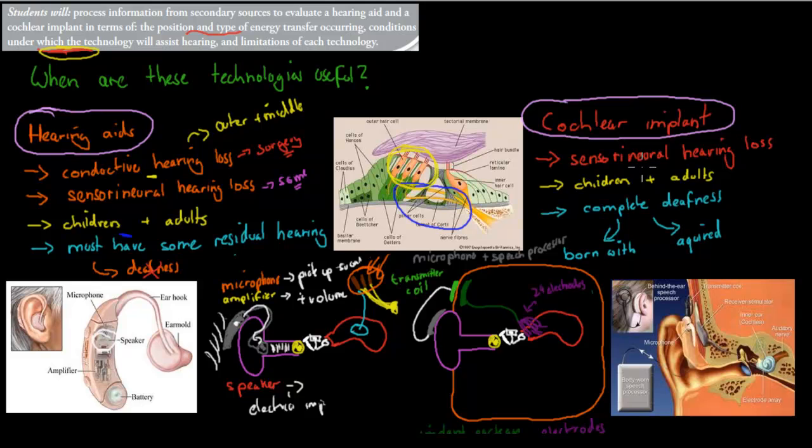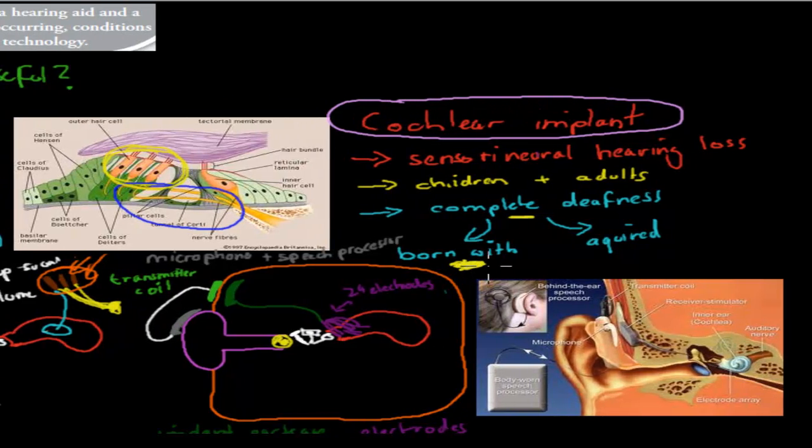It only helps in sensorineural hearing loss, and it's useful for children and adults, just as hearing aids are, but it's used for complete deafness, as opposed to hearing aids, which is used if you still have some hearing. And it's either if you have complete deafness that you're born with, so basically you've never been able to hear, or if it's acquired, for example, because of old age or because of disease. Sometimes you lose your hearing because of that. In both those examples, we can give them the cochlear implant.